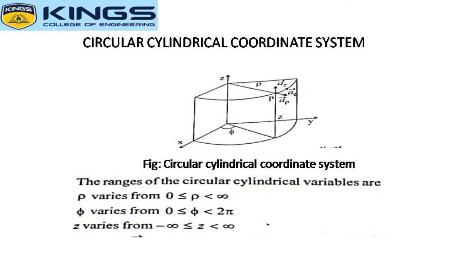Next, the circular coordinate system. It also consists of three components: rho, phi, and z. Rho represents the radius of the circular cylinder. Phi represents the azimuthal angle. Z represents the height of the cylinder. The radius rho varies from 0 to infinity, the azimuthal angle phi varies from 0 to 2 pi radians, and z varies from minus infinity to plus infinity in meters.